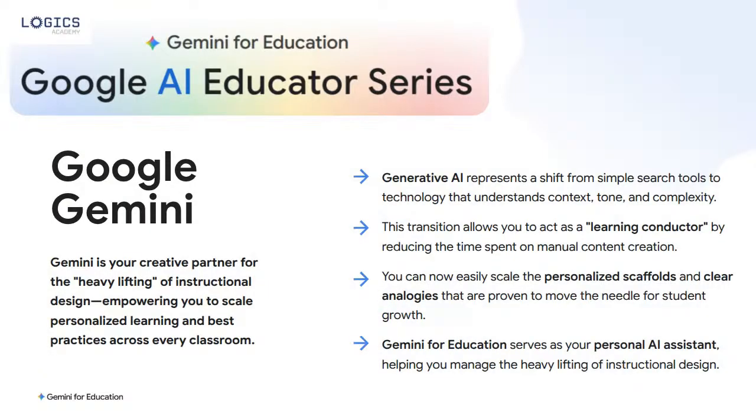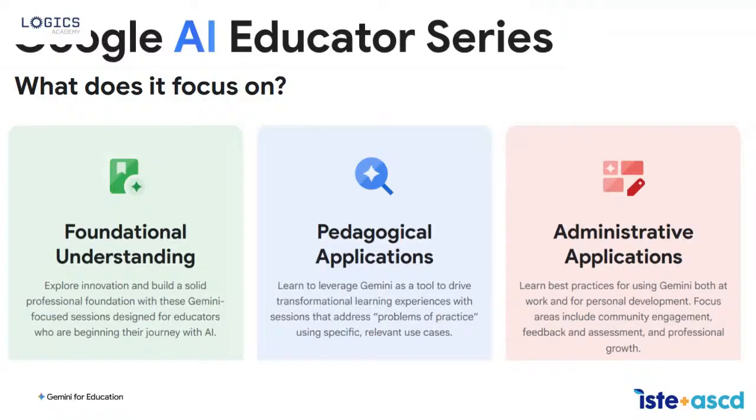So with Google Gemini, we want Gemini to be your heavy lifter. We want it to be that instructional design thought partner to empower you to become the best you can across your classroom. Generative AI represents a shift from simple search tools to technology that understands context, tone, and complexity. You see the terms learning conductor and thought partner; these are all interchangeable as we go through this. And to be able to scale this within your classroom, to scaffold, and to be able to differentiate for your students is the end goal of this Google AI Educator series, through the tool of Google Gemini.